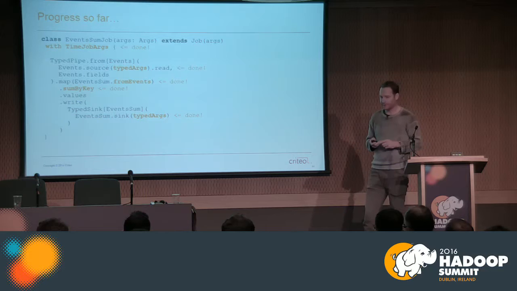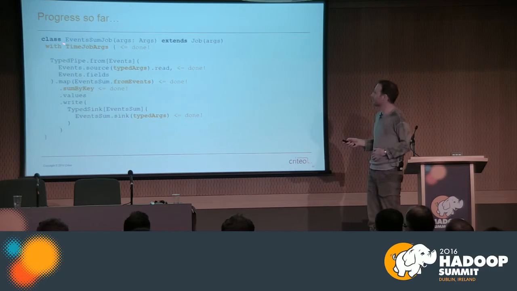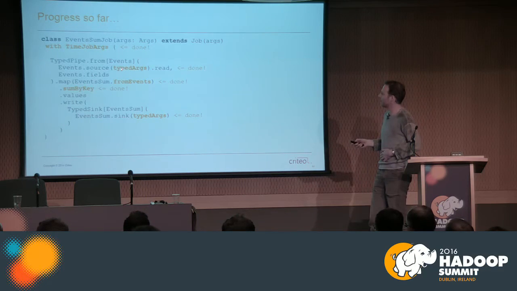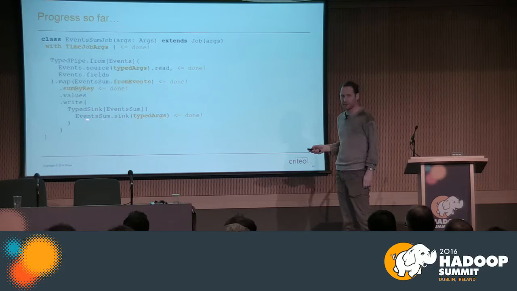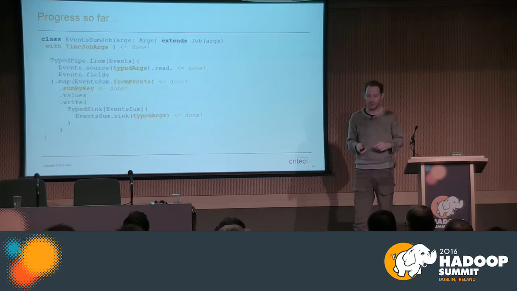So, progress so far. Now we have our trait there that we're mixing in, time job args, which we now know exposes typed args. We have our mapper, we have our aggregator, and then we're also using the same typed argument for figuring out where to write our events sum out to.